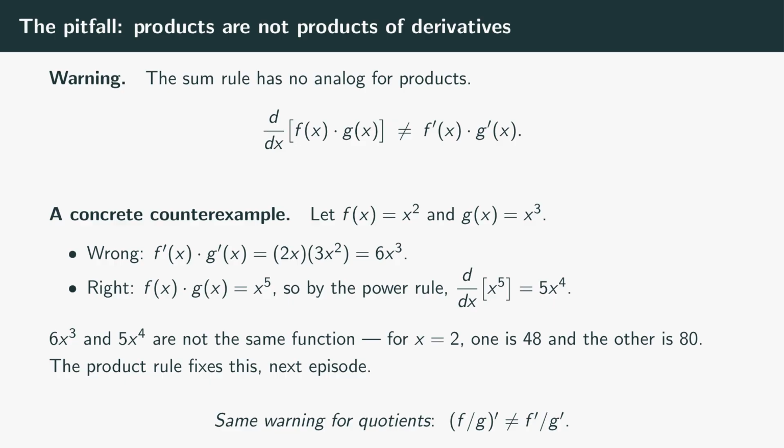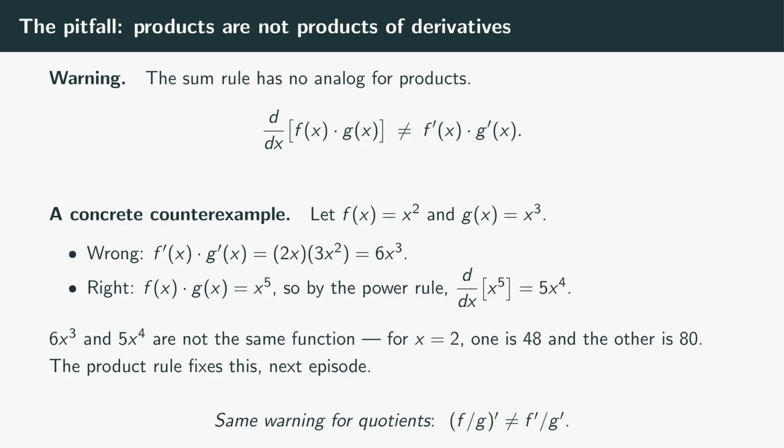Plug in x equal to 2. 5x to the 4th at 2 is 5 times 16, which is 80. 6x cubed at 2 is 6 times 8, which is 48. Different numbers. The product rule fixes this. It says the derivative of f times g is f prime times g plus f times g prime, a mix of original functions and their derivatives, not just the derivatives.